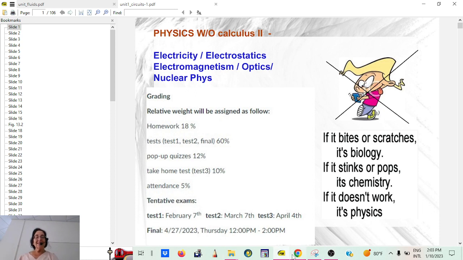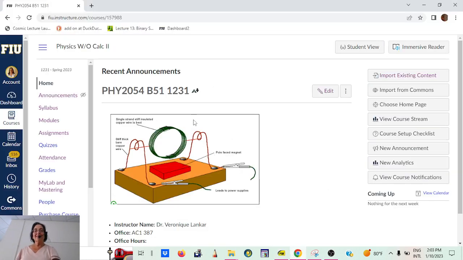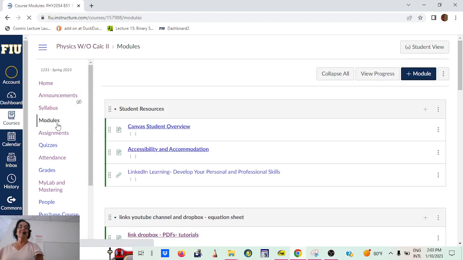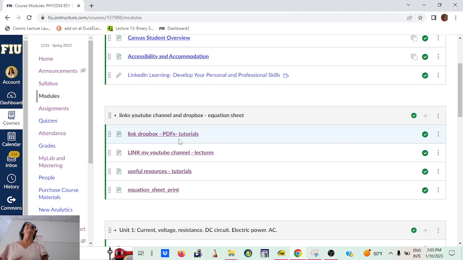So first, let's start with Canvas. So that's your Canvas here. First thing, you go to module. So in the first module here, you're gonna find the links that you need. That link here will take you to my Dropbox. And inside my Dropbox here that I share with you, so I don't get money from Dropbox, okay?